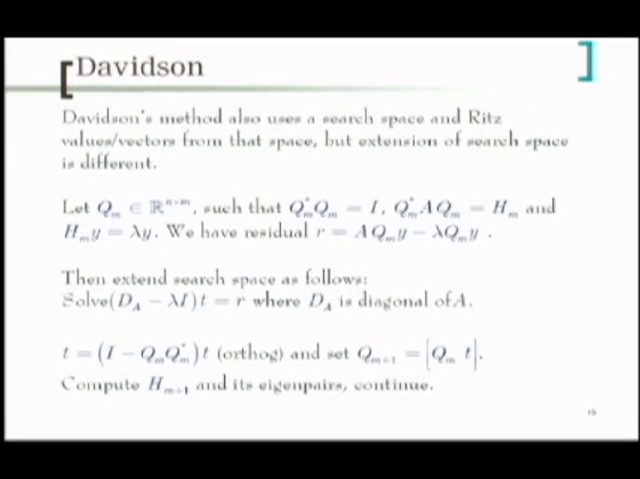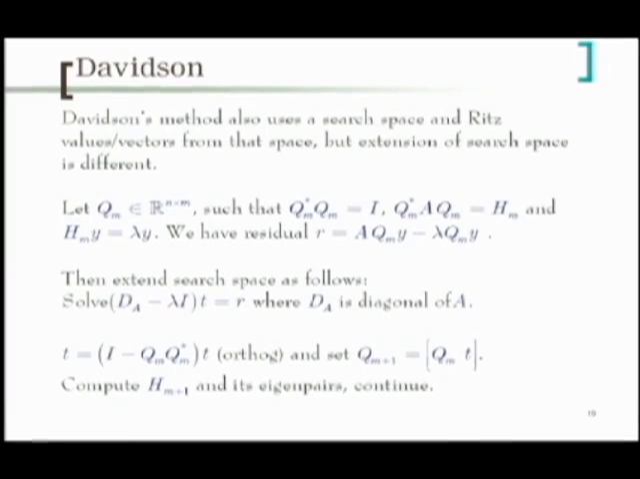Okay, so here's the idea. It also uses a search space and Ritz values, but the extension of the search space is different. It's not just the matrix-vector product. Let's say you have some Q that has orthogonal columns, and Q star AQ is H. So you can find the eigenvalues, and let's say you're interested in a particular pair, y and lambda. In many cases you're looking for the lowest energy, so you just pick the smallest lambda here. And then you would extend the search space.